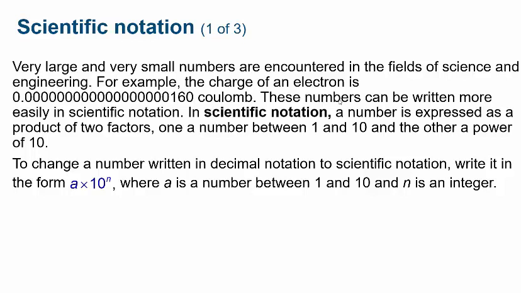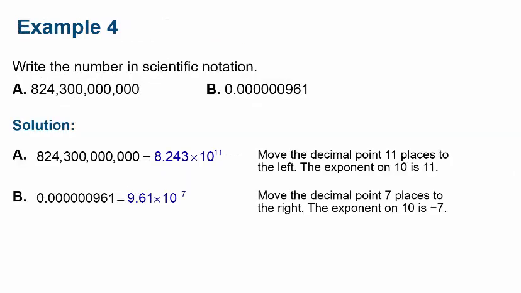In scientific notation, a number is expressed as a product of two factors. One is a number between 1 and 10, and the other is a power of 10. To change a number written in decimal form to scientific notation, we write it in the form a times 10 to some power, where a is a number between 1 and 10, and n is an integer. So it'll be a number like -6 or positive 6.